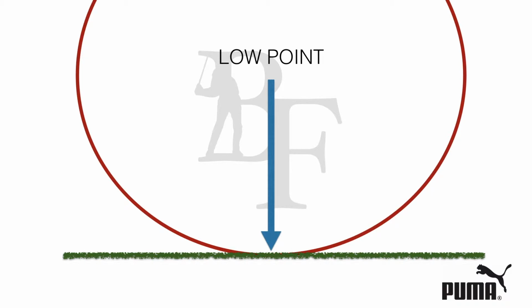Our second task is to then ask the question, can I control my low point? In other words, can I strike the ground in a similar place over and over again? I would suggest that you practice this before you move on to hitting golf balls. So you're basically going to work on hitting the ground with the low point of your swing.